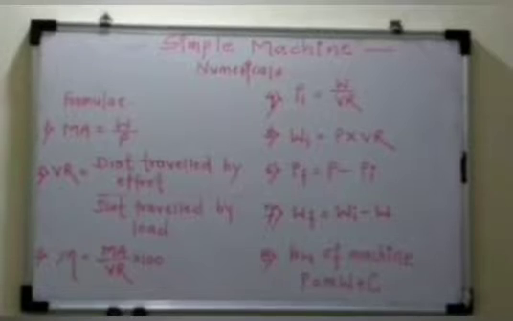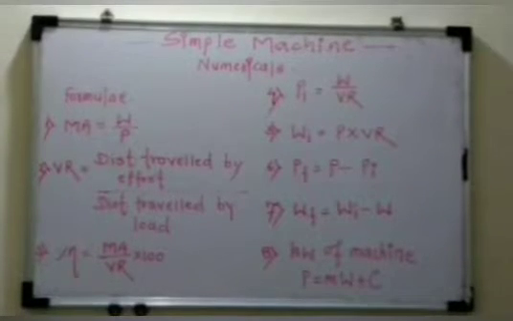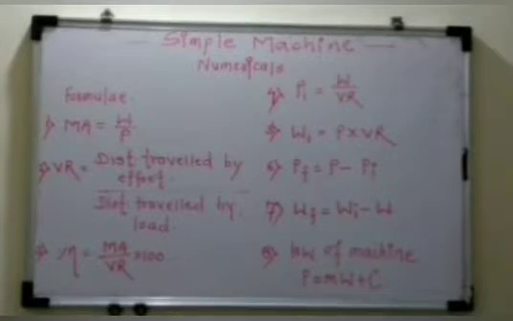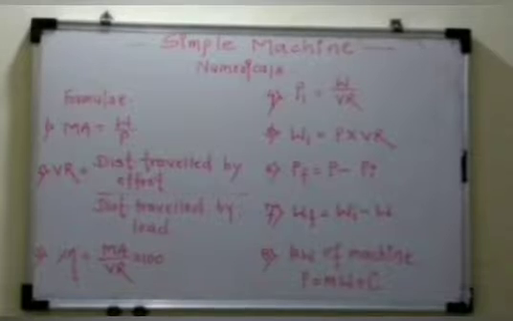Hello students, in today's lecture we will discuss the numericals on simple machine. We already discussed the theoretical concept regarding the same unit, that is what is a machine, what is a lifting machine, what are the classifications of machine, simple machine, compound machine, then very important terms, that is mechanical advantage, velocity ratio, that means all the terms related with the simple machine.